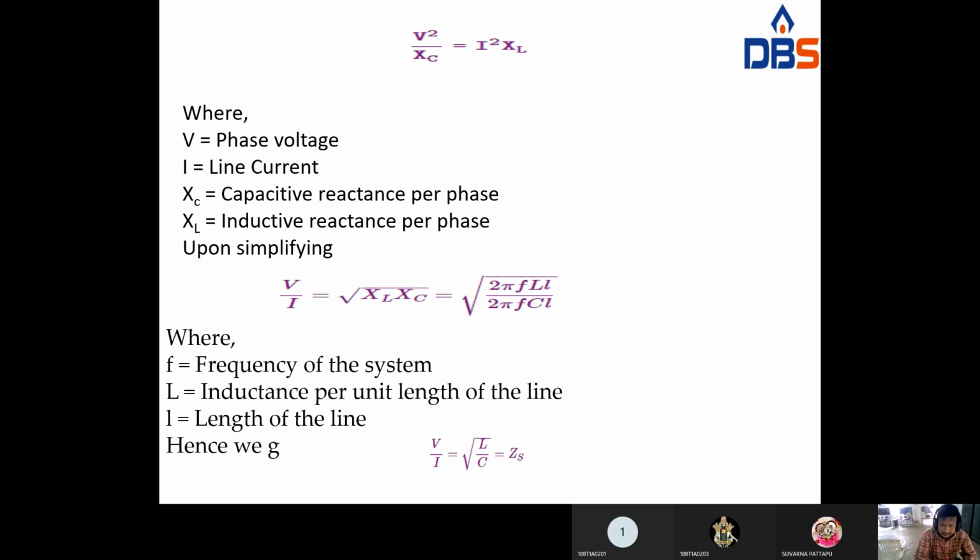Now by simplifying those two, rearranging, XL Xc is equal to V square by I square. So V square by I square is equal to XL Xc. Now V by I is equal to the square root of XL into Xc, right?